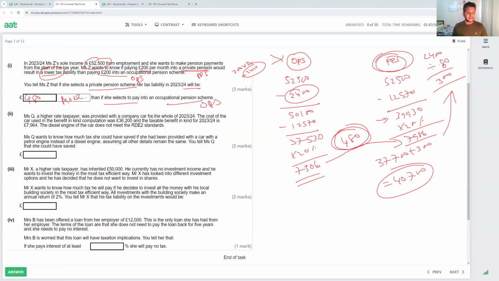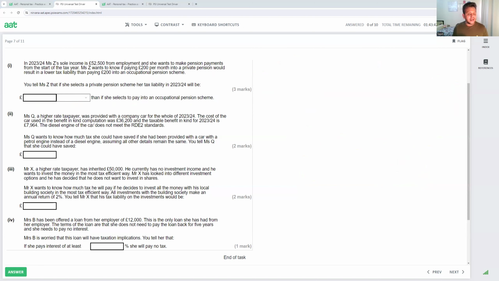That's it, simple. Okay. The next one we have here, let's make it clear first. Mrs. Q, a high rate taxpayer, remember that high rate taxpayer means 40%, was provided with a company car for the whole year. So for the full year 23-24, the cost of the car used in the benefit in kind computation was 36,200. We always take the list price, but if we don't have the list price, we can take the cost of the car. The taxable benefit 23-24 is 7,964.